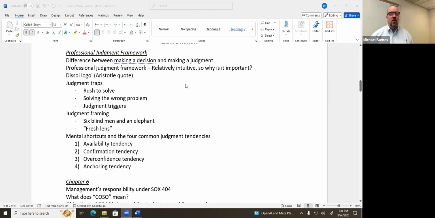So on the professional judgment framework, I'm just going to give you one thing and one thing alone you need to know. That's the 4 common judgment tendencies. Make sure you read through those and understand the difference. That is where the question will come from. I can say that with 100% certainty. So make sure you're familiar with the differences between the common judgment tendencies.